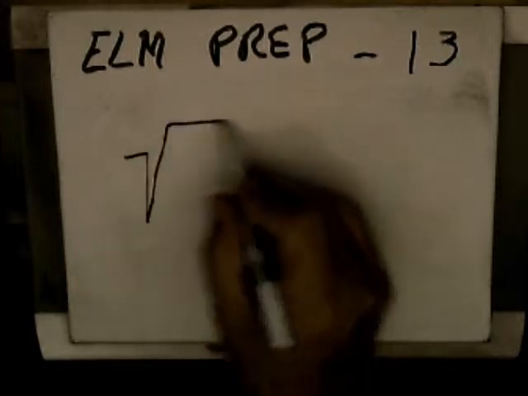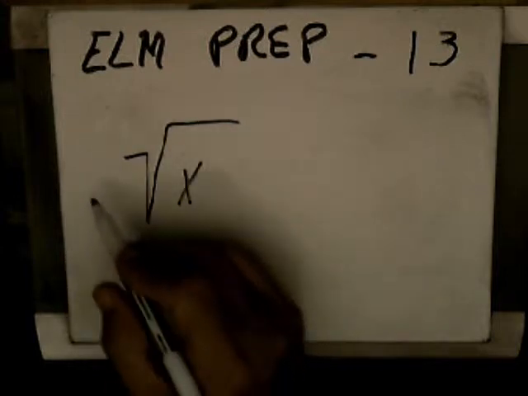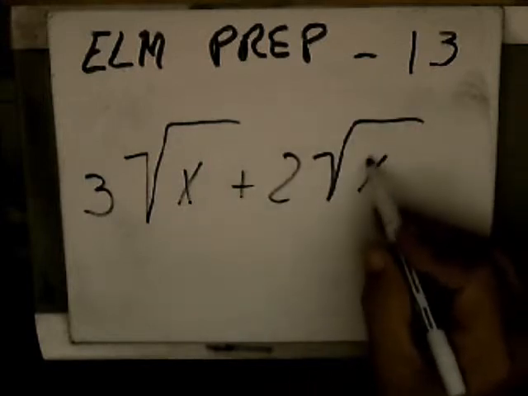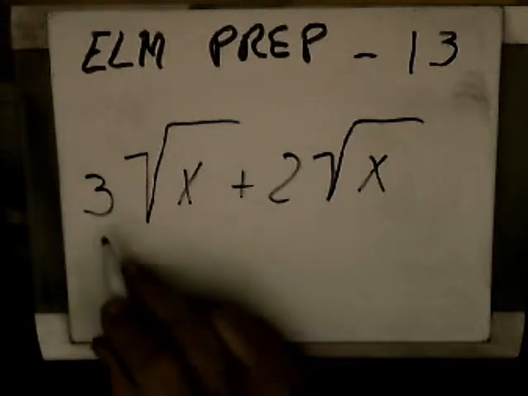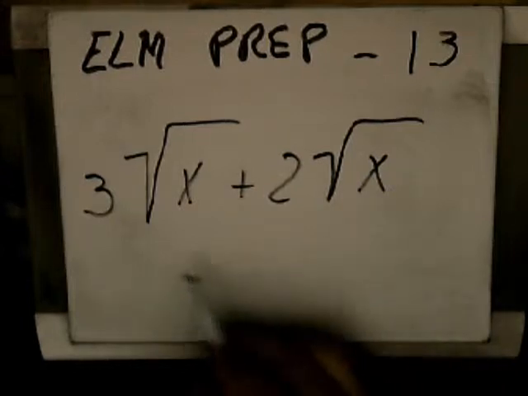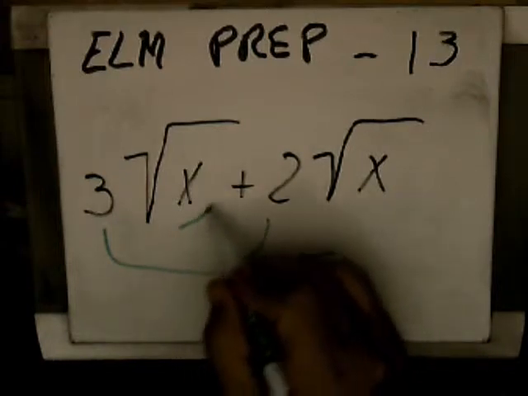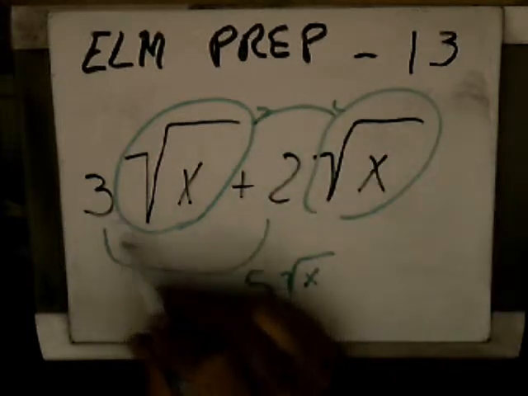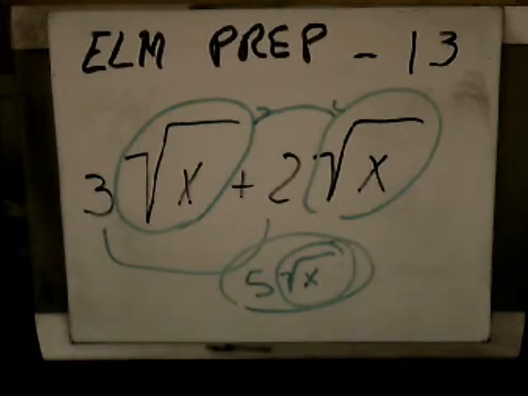Well, what if I have square root of x squared? I'll just make this x. And I have 3 of those, and I'm adding 2 square roots of x. I have 3 square roots of x plus 2 square roots of x, and maybe intuitively you see that, well, I have a total of 5 of the square root of x. This quantity and this quantity are the same quantity. So I have 3 of that quantity plus 2 of that quantity for a total of 5 of that quantity. Well, that seems pretty straightforward.